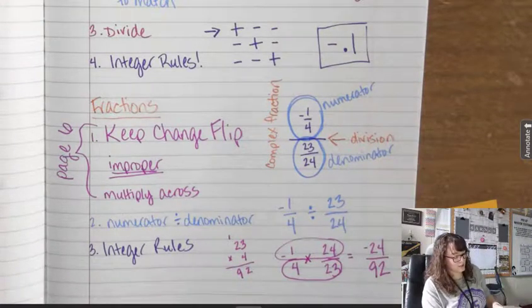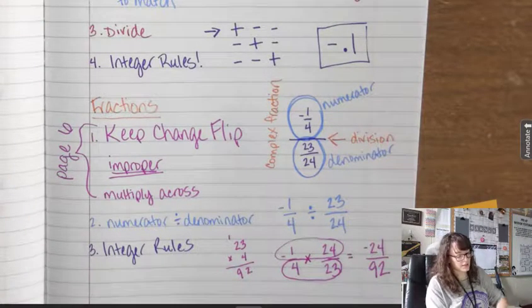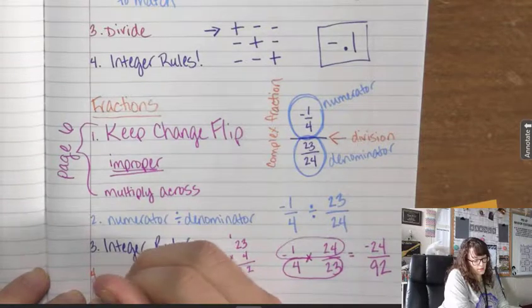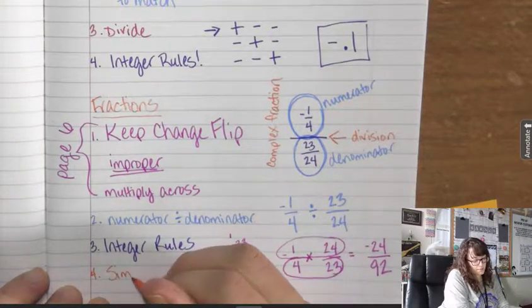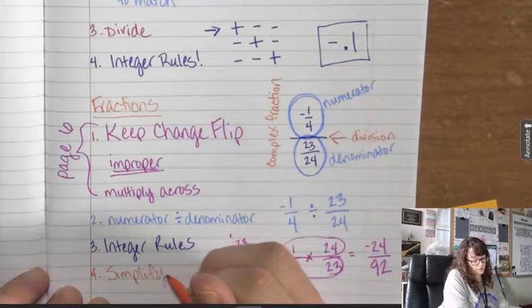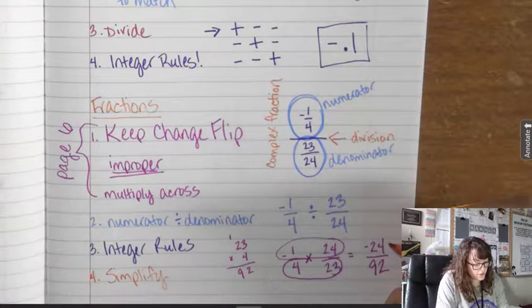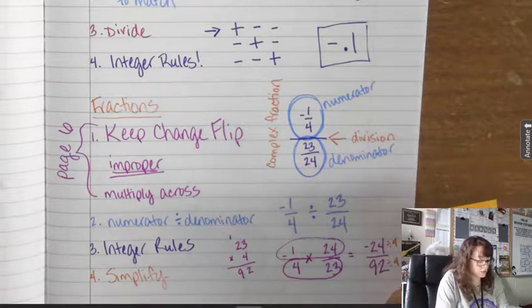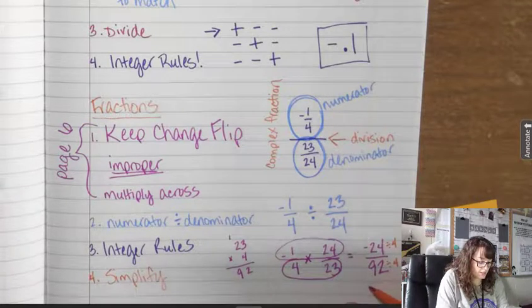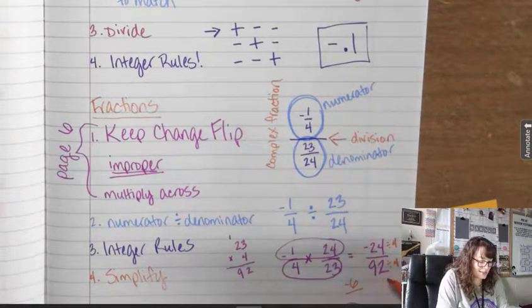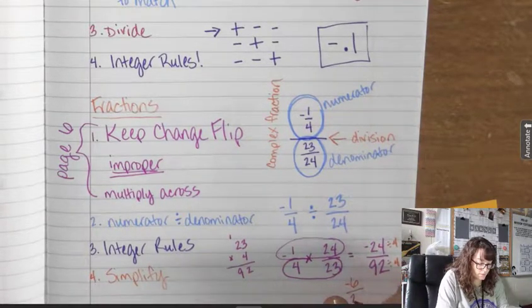What's the last thing I do with fractions? Simplify. Okay. 4 would work. So let's do 4 because that's a bigger number. What's 24 divided by 4? 6. And one of them's a negative, so it's negative 6. What's 92 divided by 4?